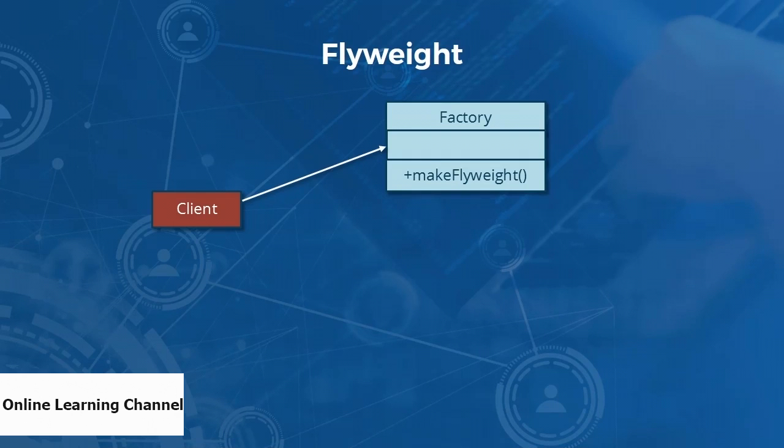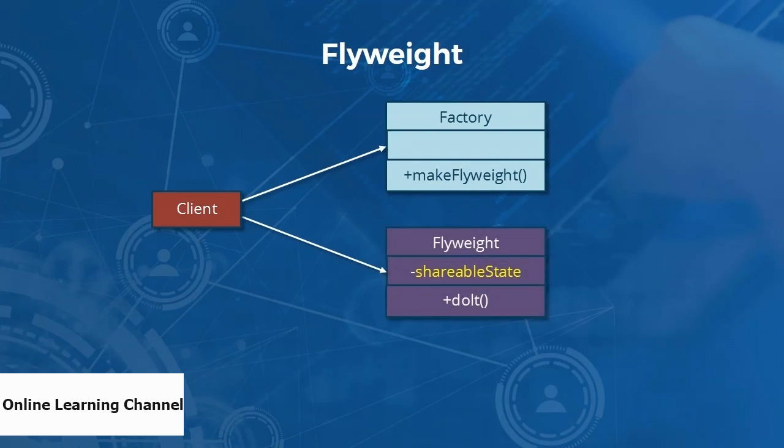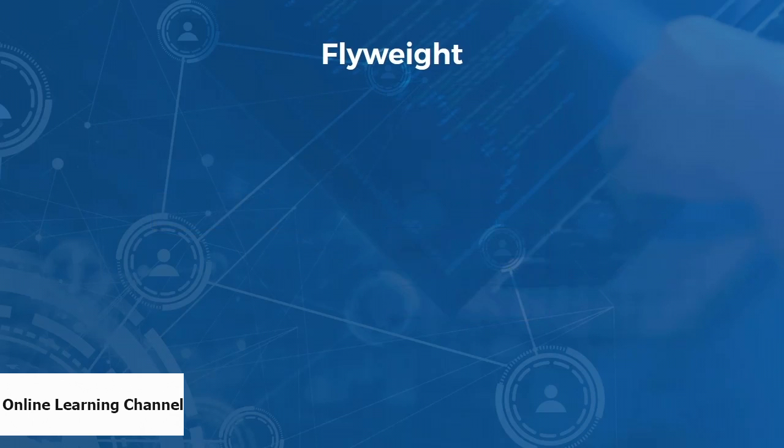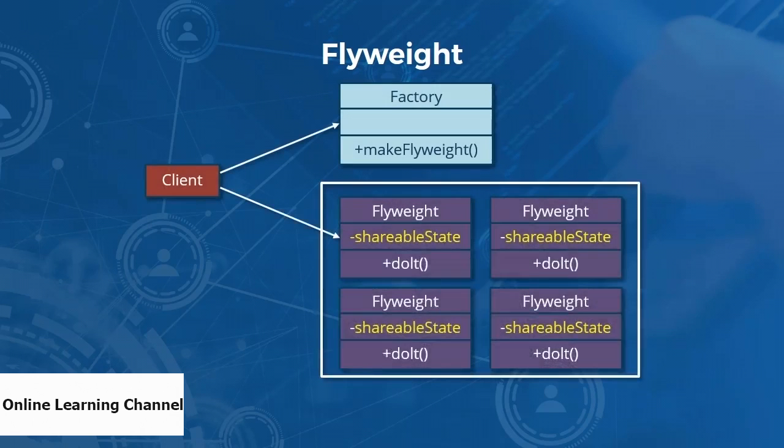This factory that we use to create flyweight objects will ensure that all state that can be shared between the different objects is shared. So the flyweight will contain shareable state and other methods that the flyweights may expose. The state that can be shared between the different flyweight objects can be stored in some kind of cache. So all objects have a reference to the same shared state. The same factory will be used to create multiple flyweight objects, maybe even thousands or millions, and all of the objects that can share state will share state.